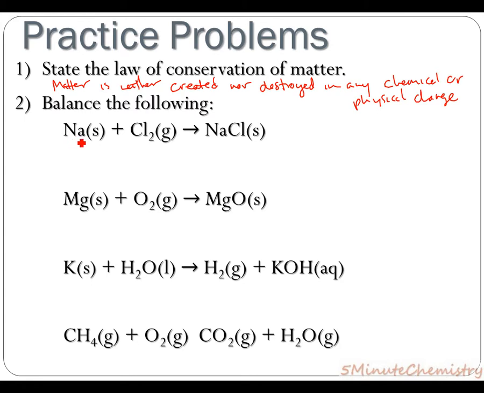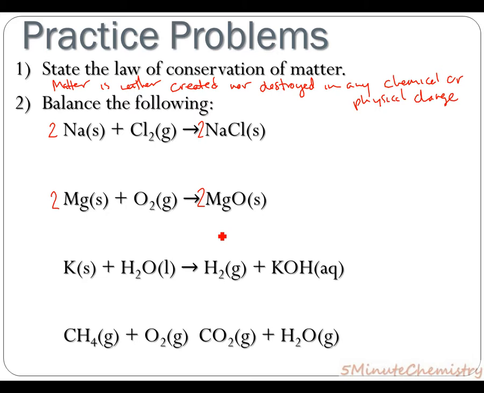So, Na solid, I've got 1, Cl2, 2, NaCl, 1. 2 Cls to 1 Cl. Add a coefficient. Now I have 2 Cls and 2 Cls. I have 2 Nas though, and I'm going to have to add, now we have 2 Nas. Mg and O2 make MgO. Well, I have too few oxygens, so I have to add a coefficient of 2. That throws off the magnesium, so then I can put in 2 magnesiums, and that one balances now too.